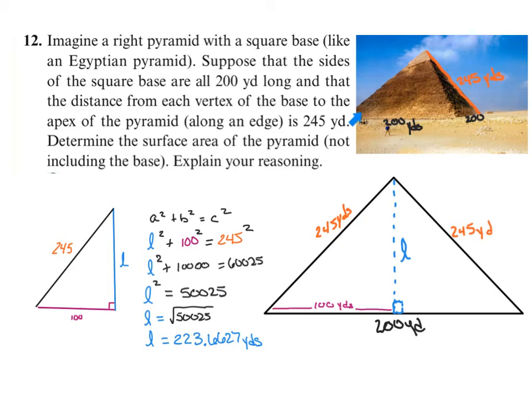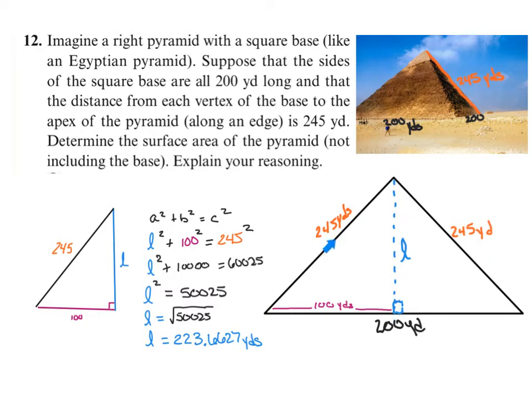So if I label this, I have the sides of the base are 200 yards, and then the edge here is 245. So if I take one of the faces off and draw it over here, the other sides of the triangular part are 245, and the base of the triangle would be 200 yards. What I'd like to find is the height of the triangular face, which we call the slant height, or L. So again, I'm going to use the Pythagorean theorem.